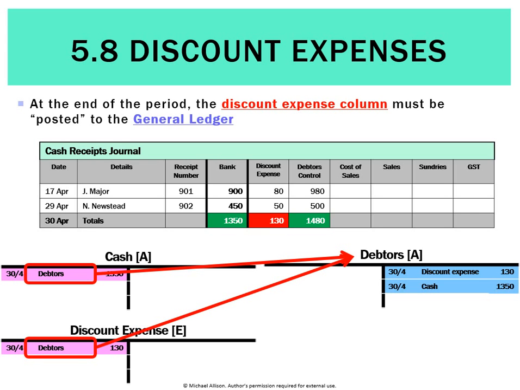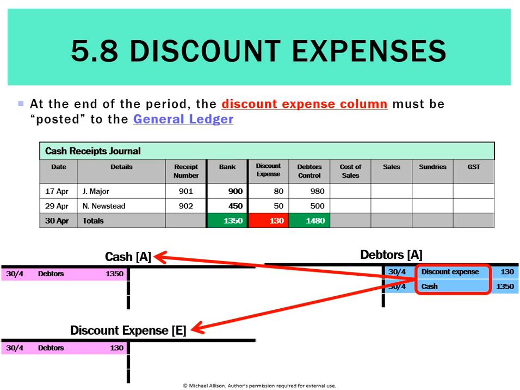So we're going to have one number for the discount expense, 130, and one number for the cash received of 1350. So for our debits, our reference there in the cash ledger is debtors, and same with the discount expense ledger, because that's where we'll find the matching credit. For the debtors ledger, we're going to have two references. $1,350 of these credits will be found in the cash ledger, and $130 will be found in the discount expense ledger.